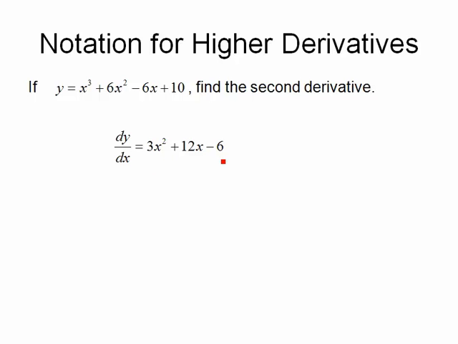Now when we take another derivative, and I'll write that as d2y over dx squared, the derivative of 3x squared is 6x. The derivative of 12x is 12. So our second derivative with respect to x is just 6x plus 12. Basically, all we're doing is just doing 2 derivative problems in one.